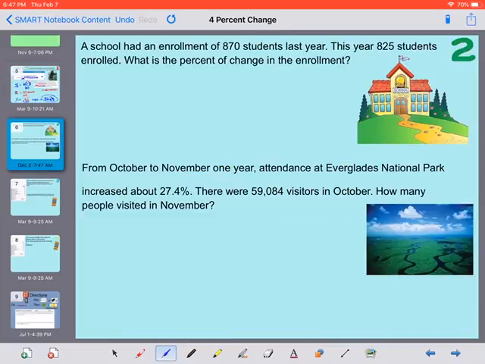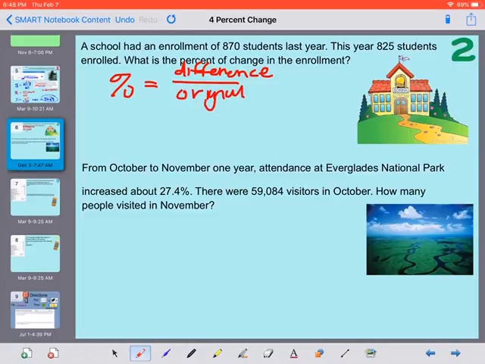Let's take a look at a couple other examples. This next one will be a little bit easier because the numbers are more similar. A school had an enrollment of 870 students last year. This year, 825 students enrolled. What is the percent of change in the enrollment? So to figure out our percent, we need to figure out the difference, meaning we're subtracting, between the two, out of the original amount. Can't spell today, O-R-I-G-I-N-A-L.